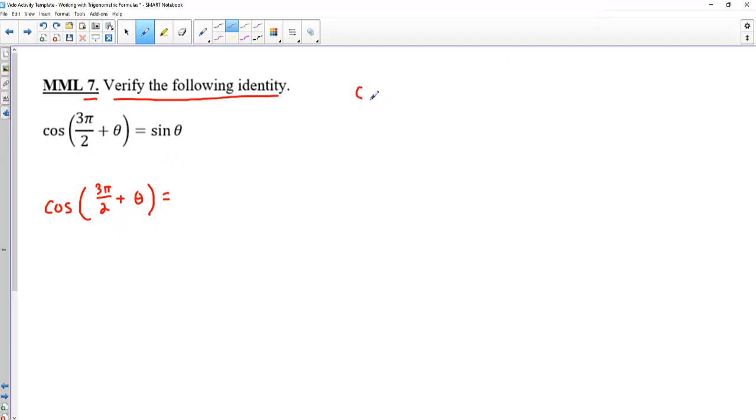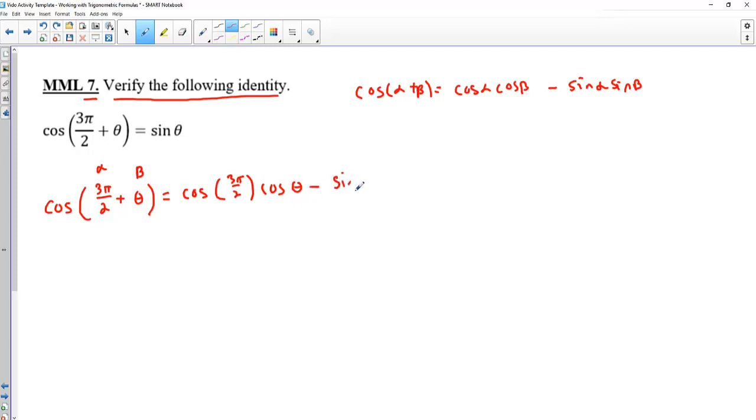It's following this formula, cosine of alpha plus beta is equal to, now remember, cosine has the opposite sign, something different, but something's the same, so it goes cosine of alpha, cosine of beta, minus sine of alpha, sine of beta. And so the idea is that this is like your alpha and this is like your beta, and so we just use our formula. So by this formula, this would be the same thing as cosine of 3 pi over 2 times the cosine of theta, and then minus the sine of 3 pi over 2 times the sine of theta.